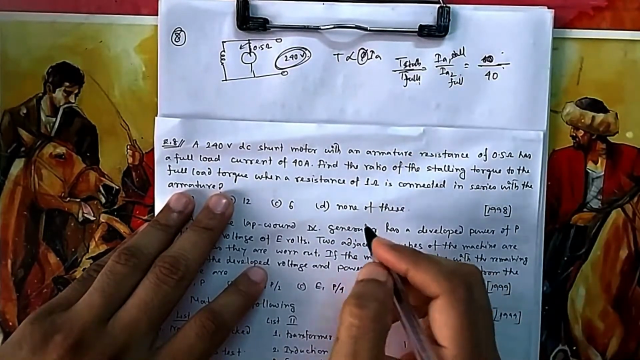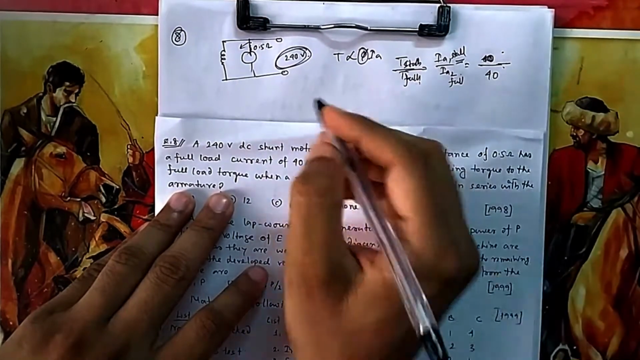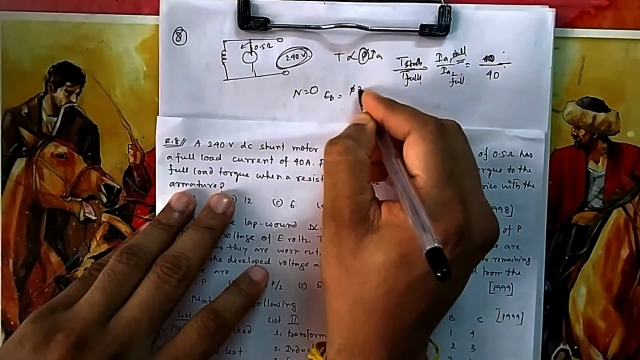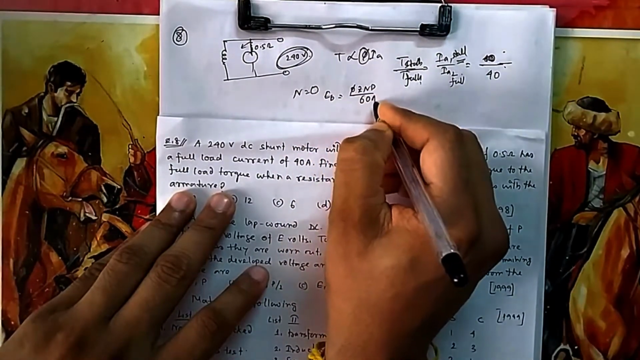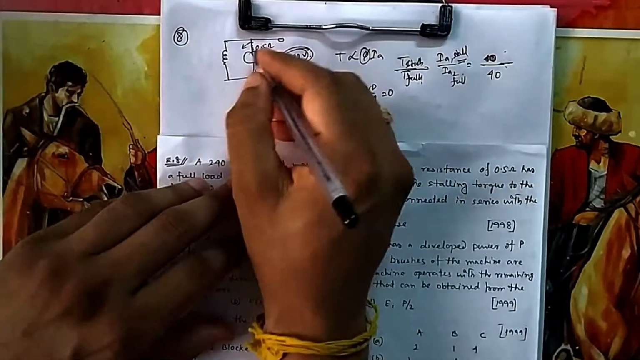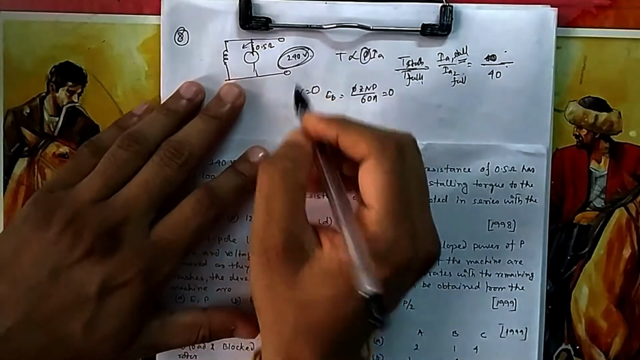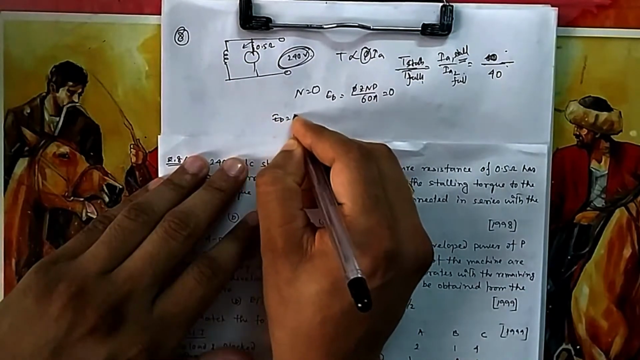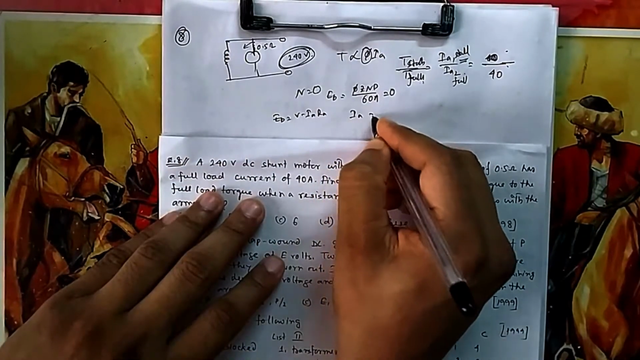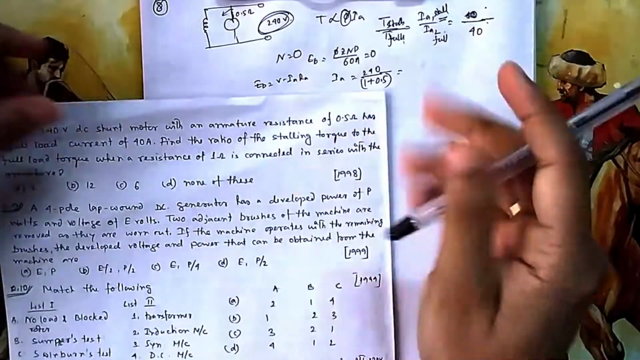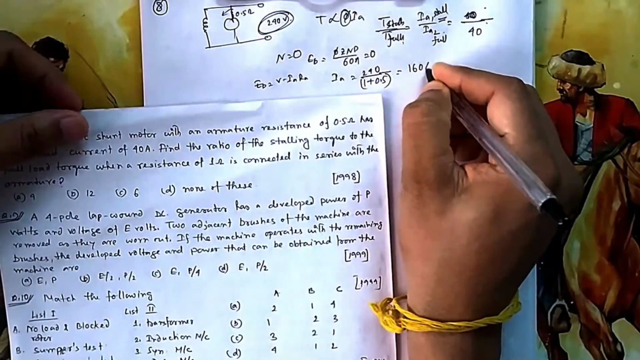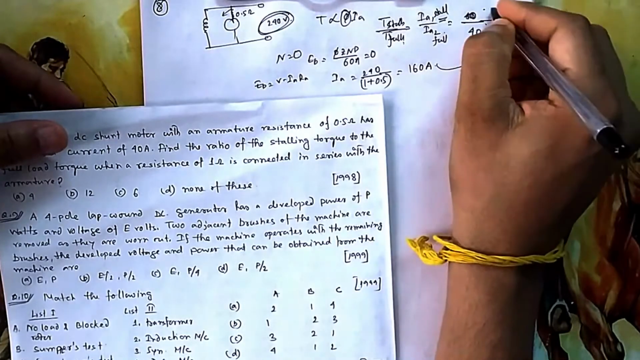So what is IA in the stalling case? Stalling means N is 0. So if N is 0, then EB, that is phi Z N P by 60A, will also become 0. Once EB becomes 0, you can find your IA, because you know EB is equal to V minus IA RA. So your IA will be equal to V, which is 240, divided by R, which is now 1 plus 0.5, so 1.5. So your IA will be 160 ampere. So you put 160.